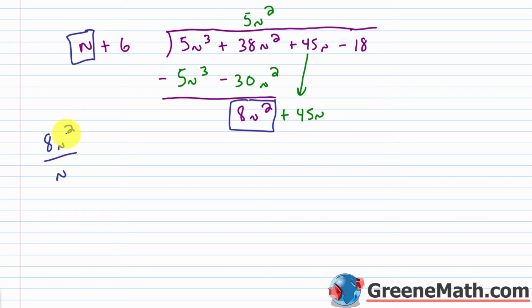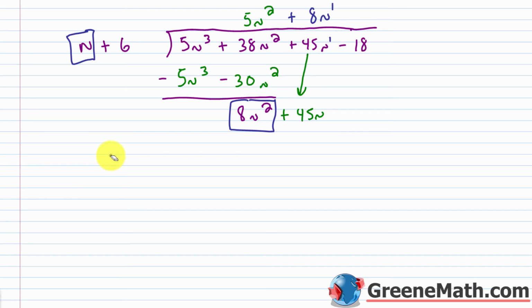Okay? We know that 8n squared divided by n would simply be 8n. So we would write plus 8n. And look how it lines up with the place value. This is where 45n to the first power is. This is where 8n to the first power is. So again, we're maintaining our place value there.